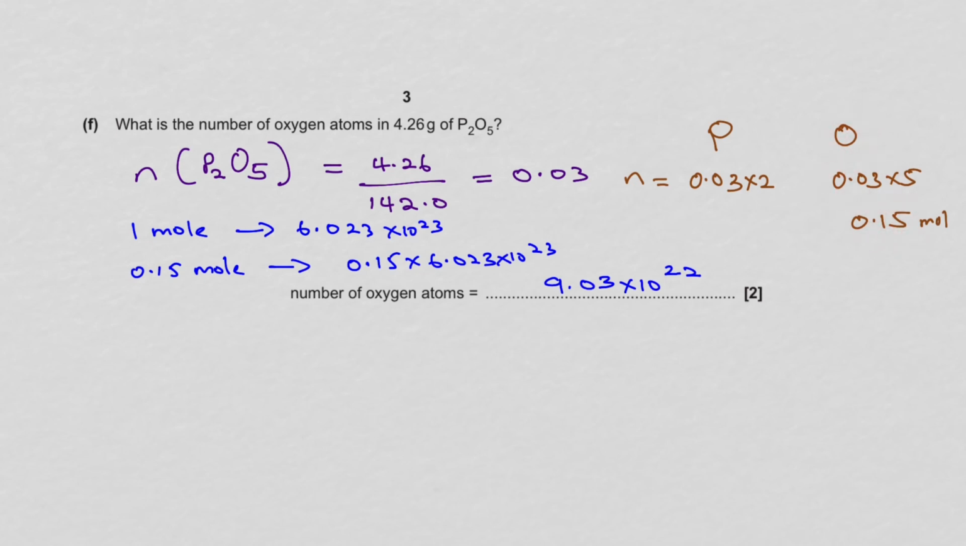in. So 1 mole of an atom gives 6.023 times 10 to the power 23, Avogadro's number. 0.15 mole will give us 0.15 times 6.023 times 10 to the power 23, and that will give us 9.03 times 10 to the power 22.